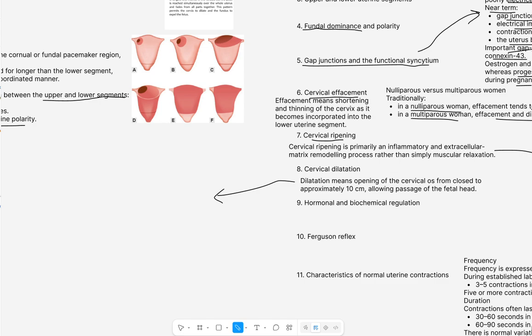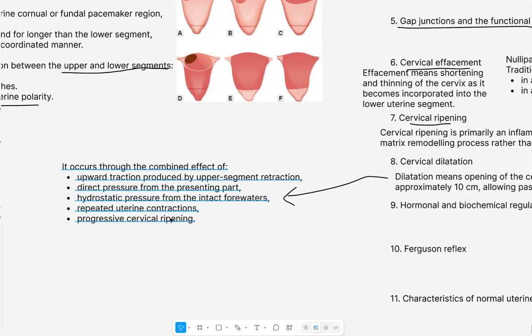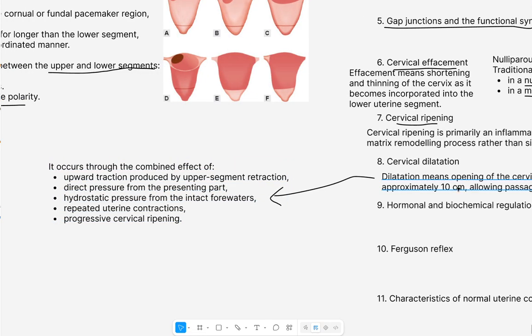It occurs through a combined effect of upward traction produced by the upper segment retraction, direct pressure from the presenting part, hydrostatic pressure from the intact forewaters, repeated uterine contractions, and progressive cervical ripening. So a lot of things are happening together that lead to cervical dilatation. There's upward traction from the upper segment retraction, direct pressure from the presenting part of the fetus, increased hydrostatic pressure from the intact forewaters, repeated uterine contractions, and progressive cervical ripening.